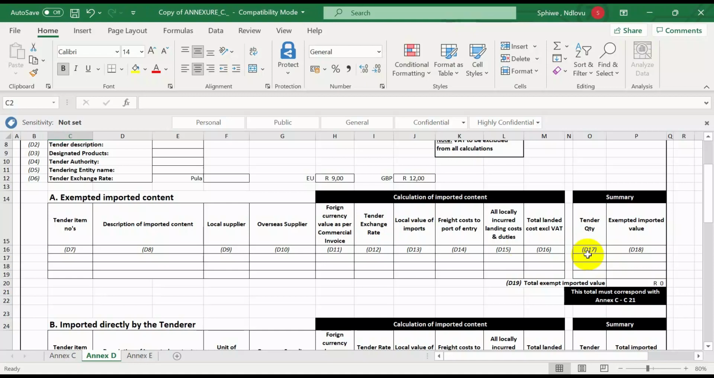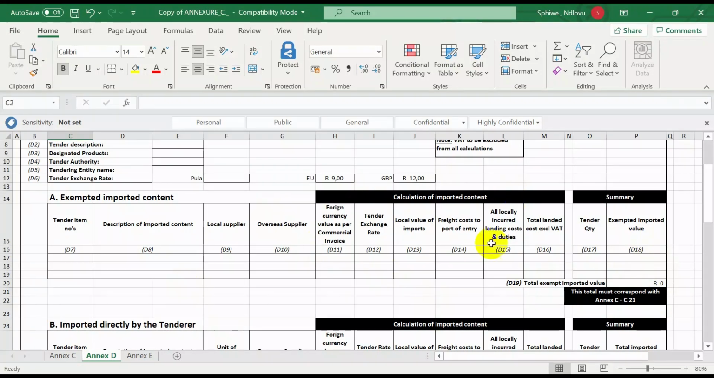I need to also emphasize that at this stage we are still not awarded, so you will still be looking at all various aspects that will come into play. So whatever you will be putting here, it will also be talking to, at the end, the quantities that we want. Exempted imported, which is D18. D18 is multiplying D16 by D17 to get D18. So you multiply D16 by D17 to get D18. And then D19 is the sum of everything that you would have put under your exemption.